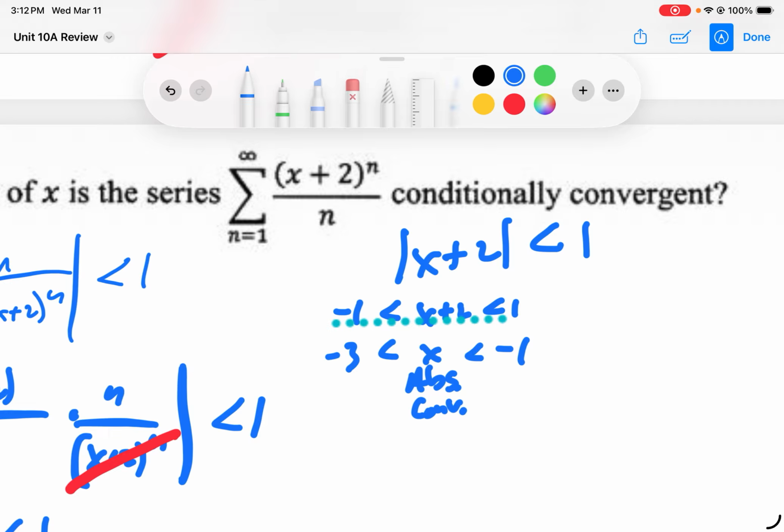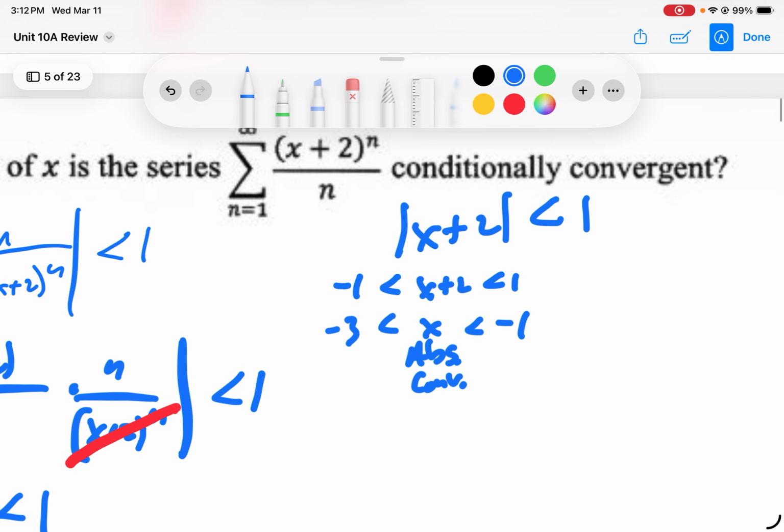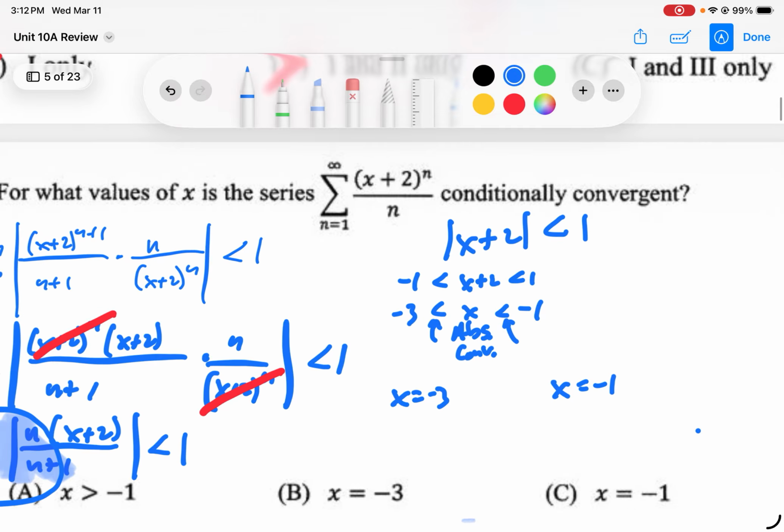For the numbers in between, they converge absolutely, like -2. -2 plus 2 would be 0. 0 to the n power is 0, and 0 over n is 0. That's adding 0 plus 0 plus 0, which converges obviously. If I picked a smaller number, it would make a decimal, it would still work. So where it could converge conditionally is right where x is equal to -3 and where it's equal to -1. That's the crossover. In between, absolutely convergent. Outside those numbers, divergent, no questions. On the edge, it could converge conditionally or absolutely.